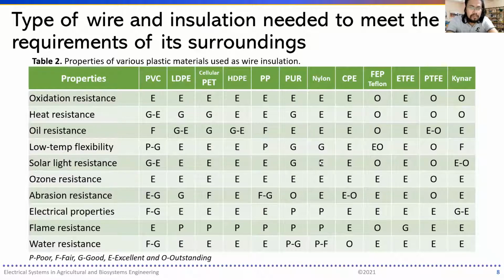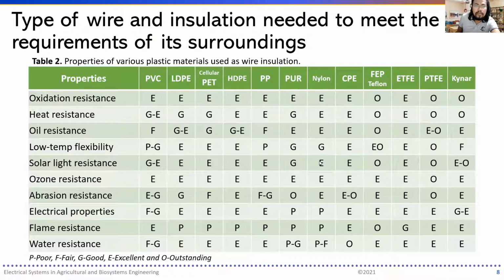There is oxidation, heat, oil, water, flame, ozone, and even solar lighting. The different plastics are rated according to the resistance to action of these agents. So as shown at the bottom, we have O for outstanding, for the highest rating, and the P for poor, which is the lowest. And the different plastics are identified in the next slide.